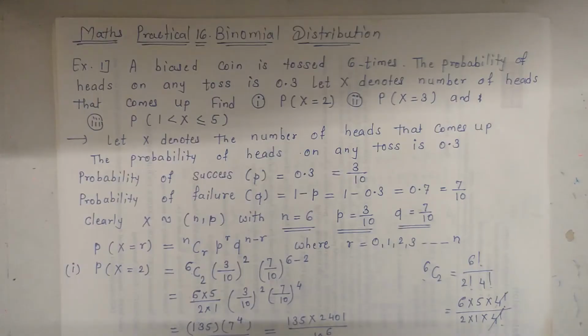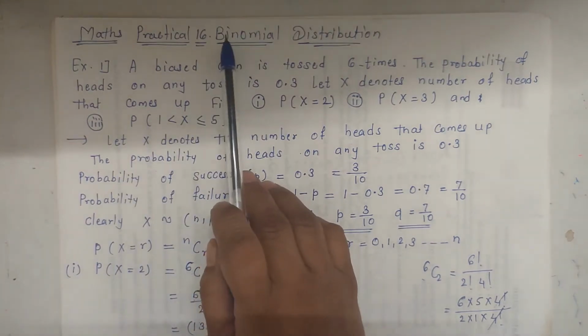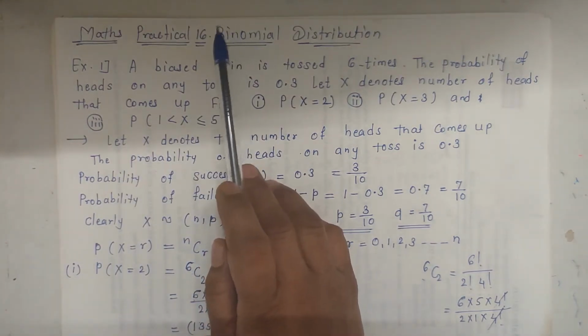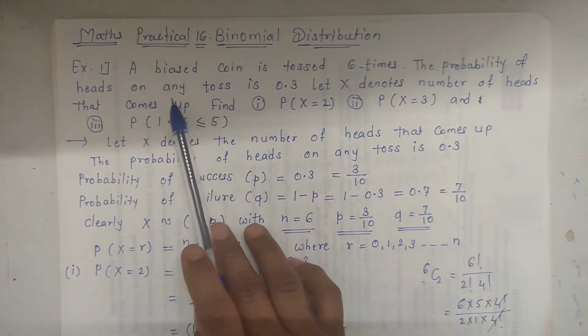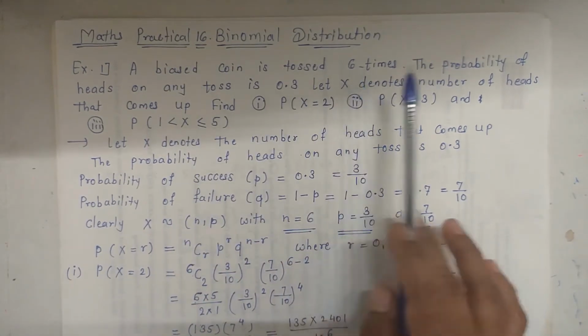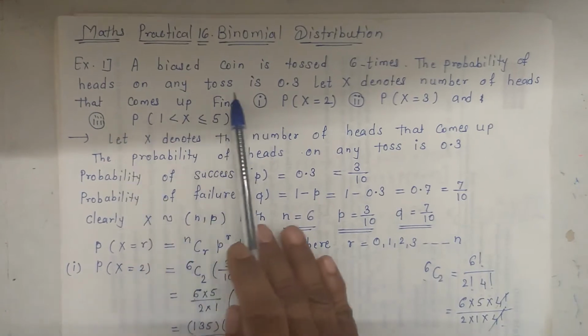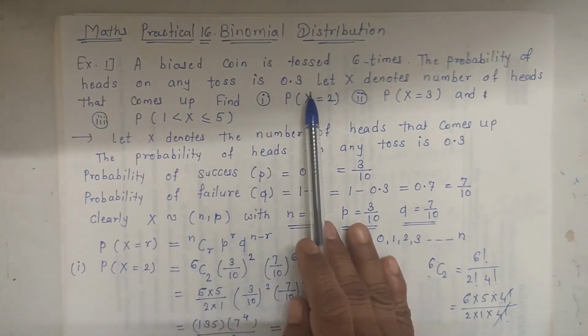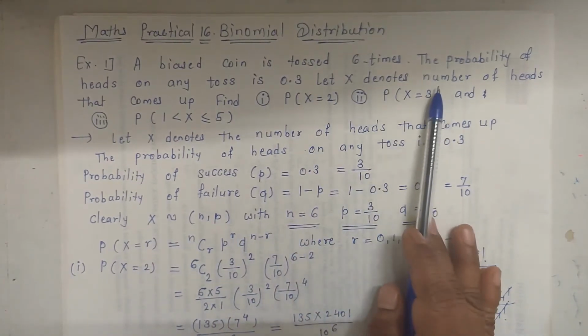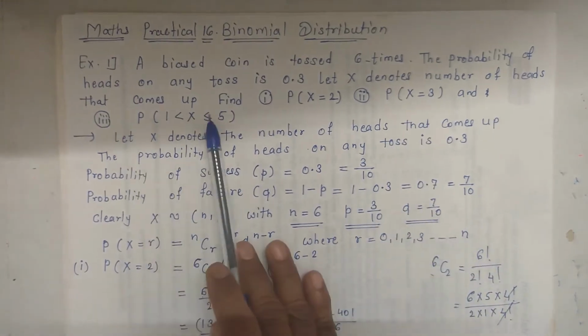Students, in this video we are going to solve the examples on mathematics practical number 16, binomial distribution. So let's see the first example. A biased coin is tossed 6 times. The probability of heads on any toss is 0.3. Let x denote the number of heads that comes up.